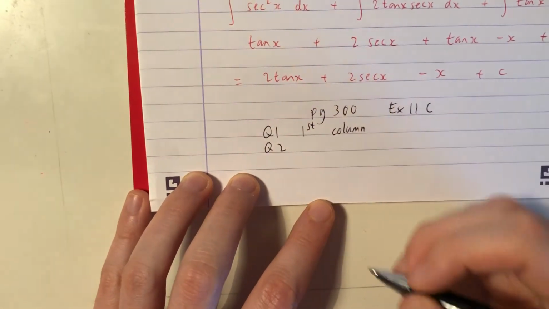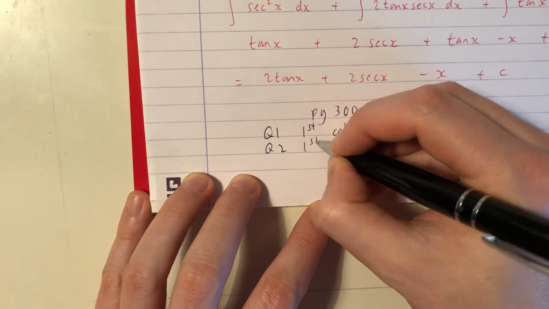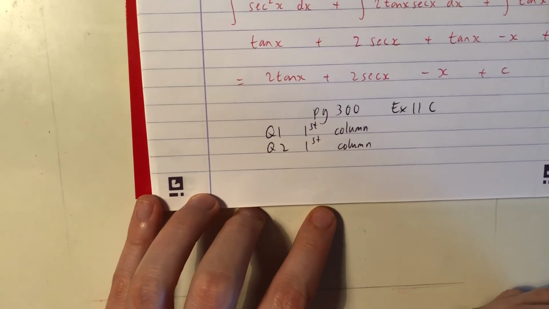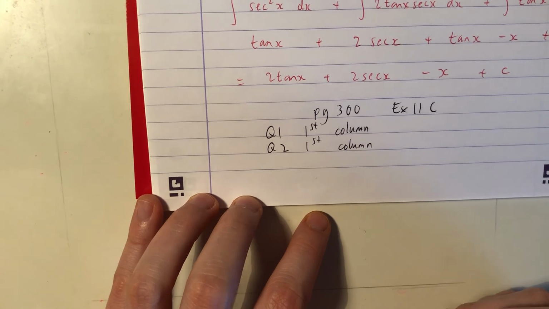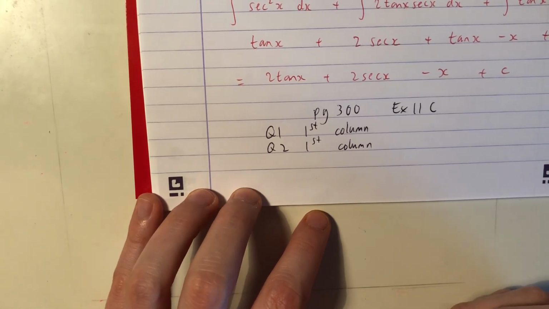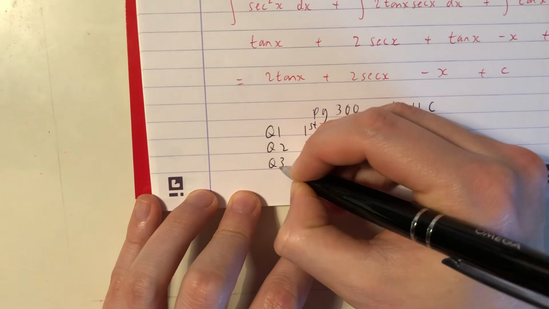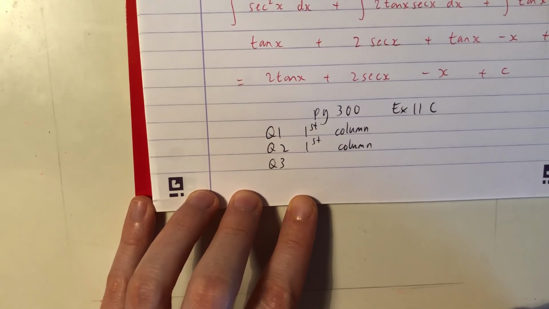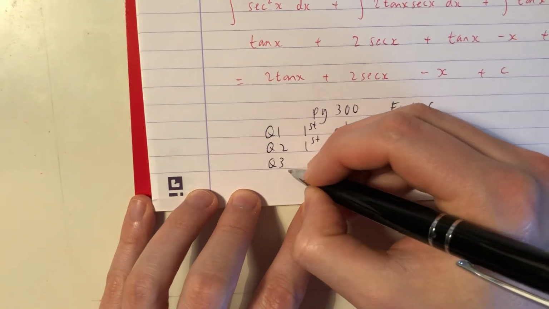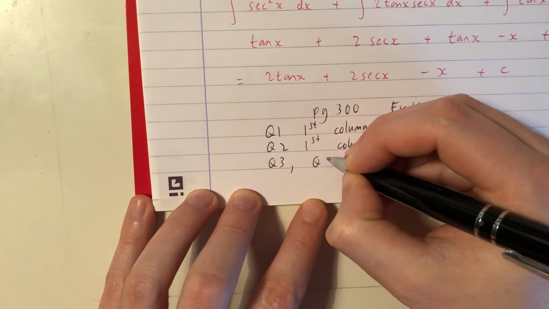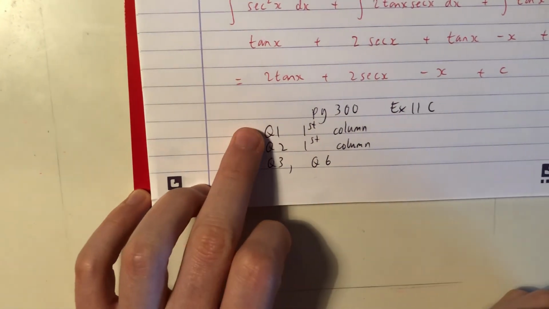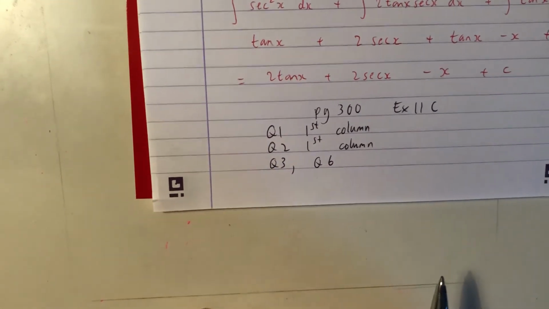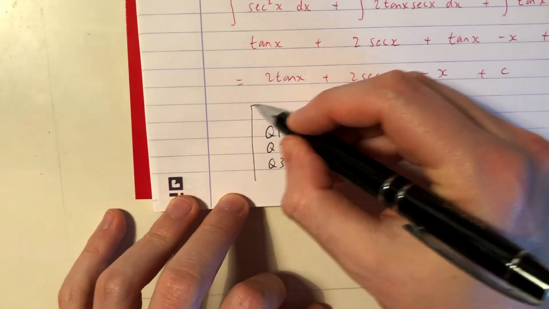Question 2, first column. Then you're going to do question 3, and one more. You're going to do question 6. So 1, first column, 2, first column, 3, and 6. Any problems with any of those, let me know on the Teams chat.